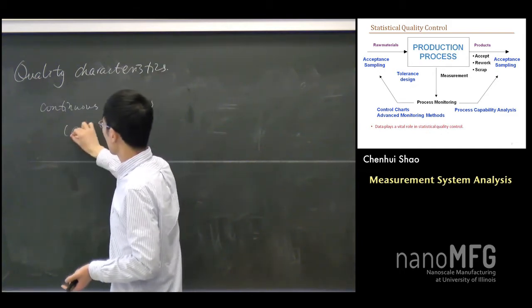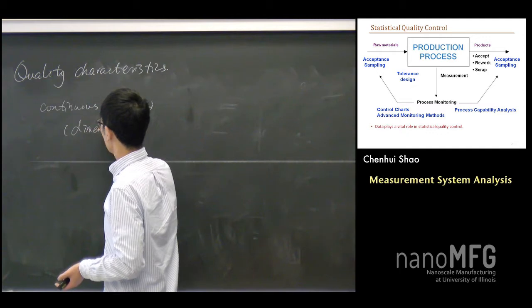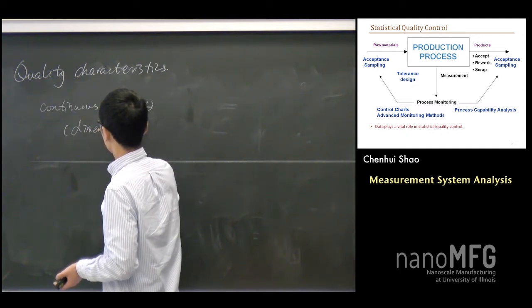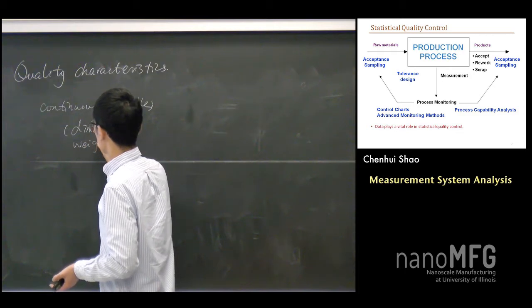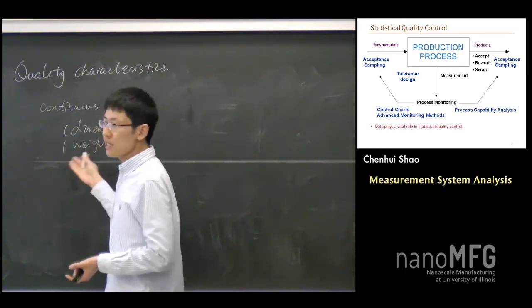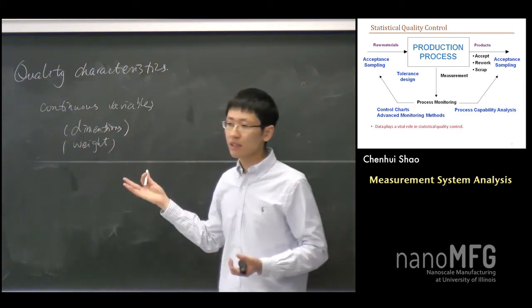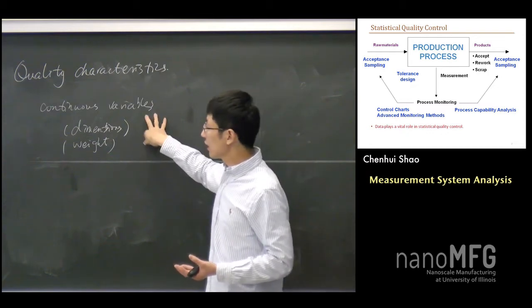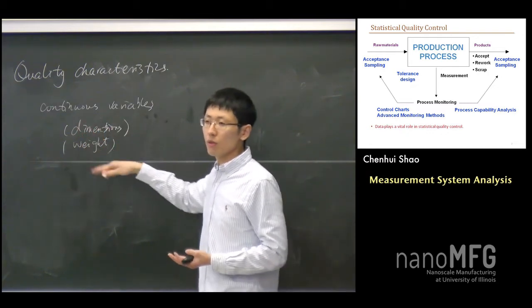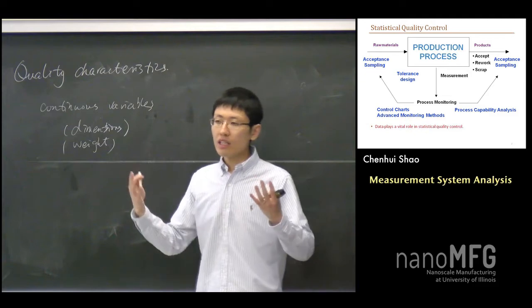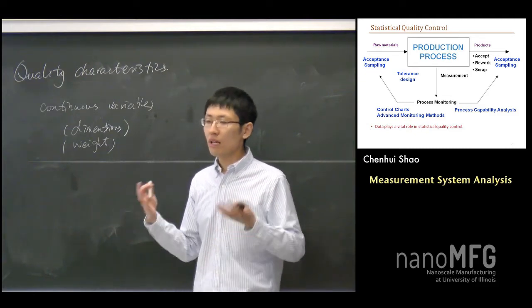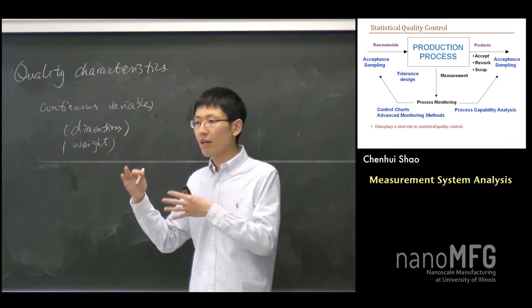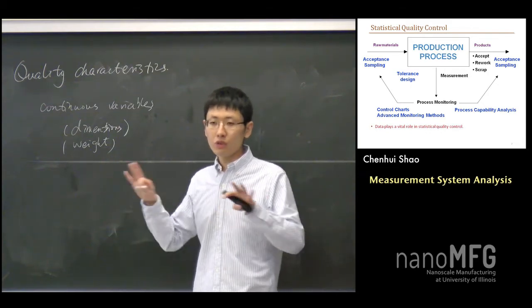So this normally can be dimensions or some weight or response time. All of this should have a unit. So for these types of variables, we can use X bar R chart, X bar S chart, X bar S squared chart, or individual moving range chart. We need to measure two parameters.